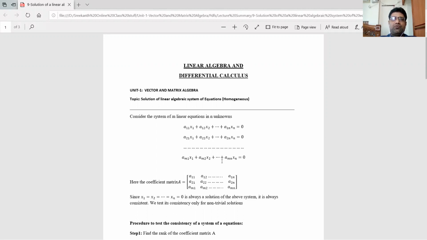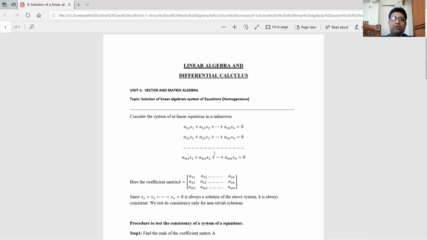Now we want to find the solution of this homogeneous system of equations. Remember one thing, a homogeneous system is always consistent because if I plug in x1 equals x2 equals x3 and so on xn equals 0, it always satisfies the system. Therefore, a homogeneous system is always consistent.